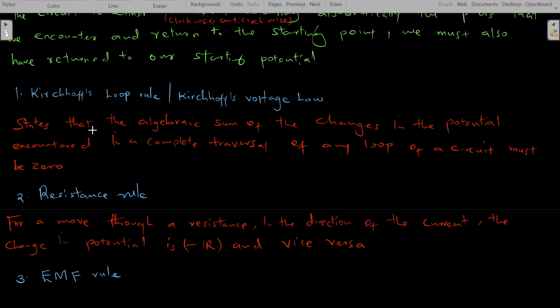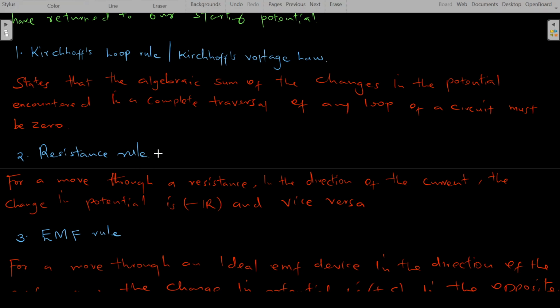It states that the algebraic sum of the changes in potential encountered in a complete traversal of any loop of a circuit must be equal to 0. Let's use an example to illustrate that.